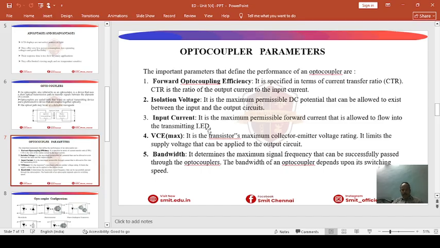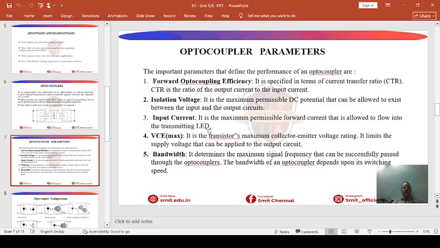The optocoupler consists of the following units. Actually, it will have one input device, optical path, and output device. The input and output sections are electrically isolated but optically coupled. For example, the input device may be an LED. The optical path, as you know, can be a dielectric medium or air or whatever it may be. The output device may be a phototransistor, a photodiode, or photo SCR or photo triac, whatever it may be.